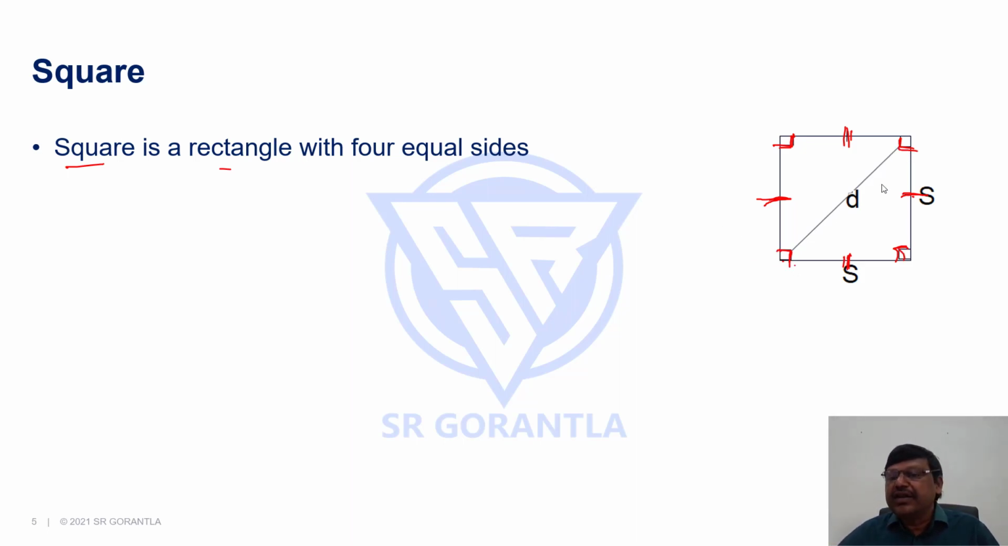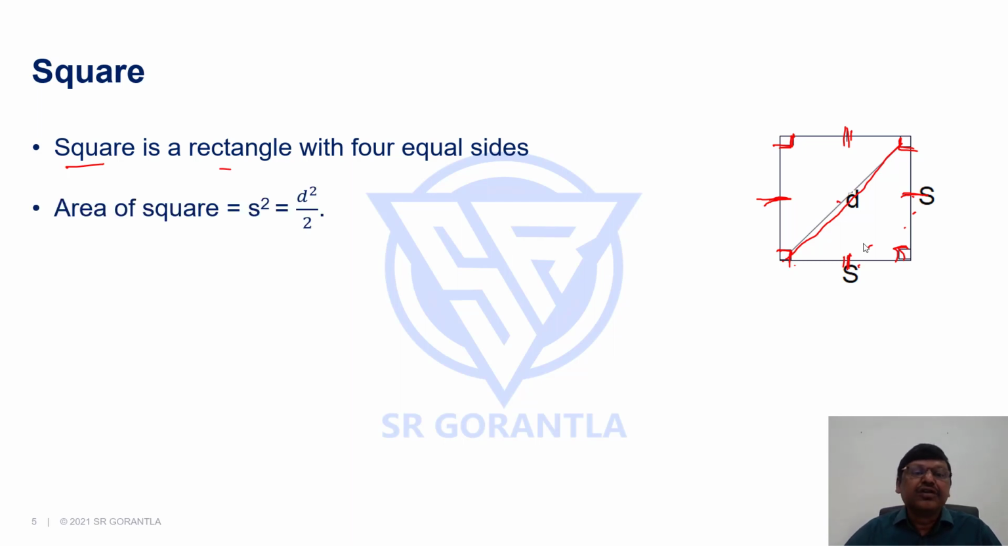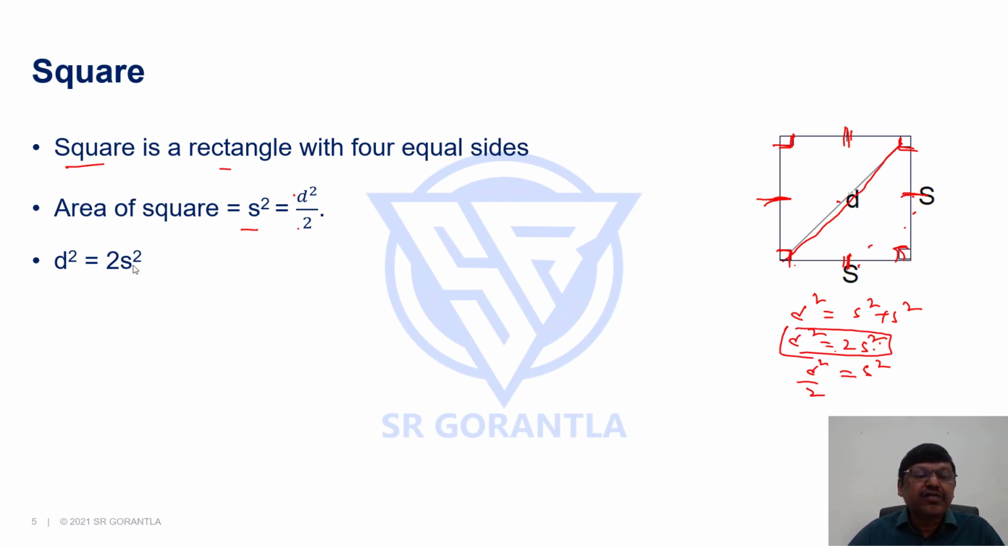Right? Okay. And again, this is diagonal D. If you apply the Pythagoras theorem, D square is equal to S square plus S square, which is 2S square. So D square equals 2S square, or S square is equal to D square by 2. And the area of a square is S square, which can be written as D square by 2. Why has this come? Because D square equals 2S square. Done. So these are a few properties of rhombus, rectangle and square. We'll apply them and answer a couple of questions.